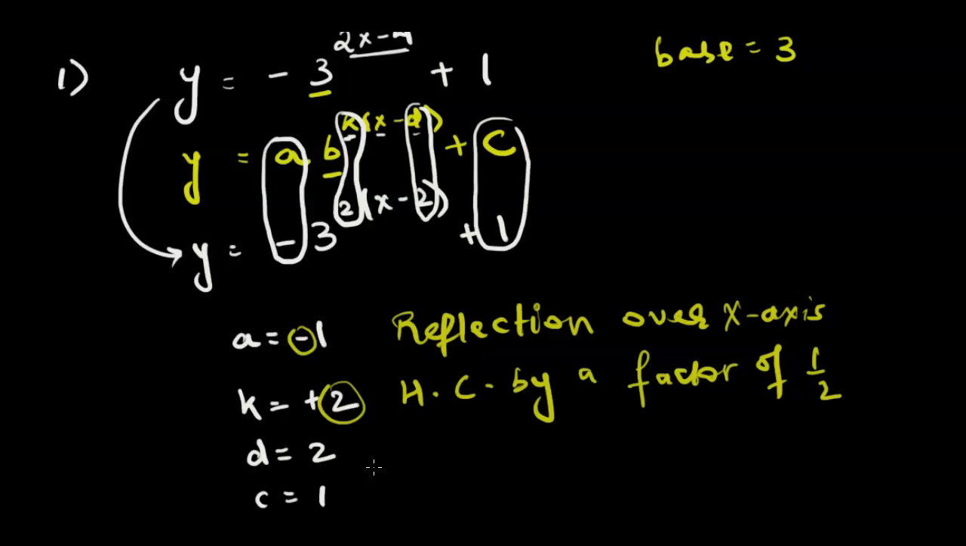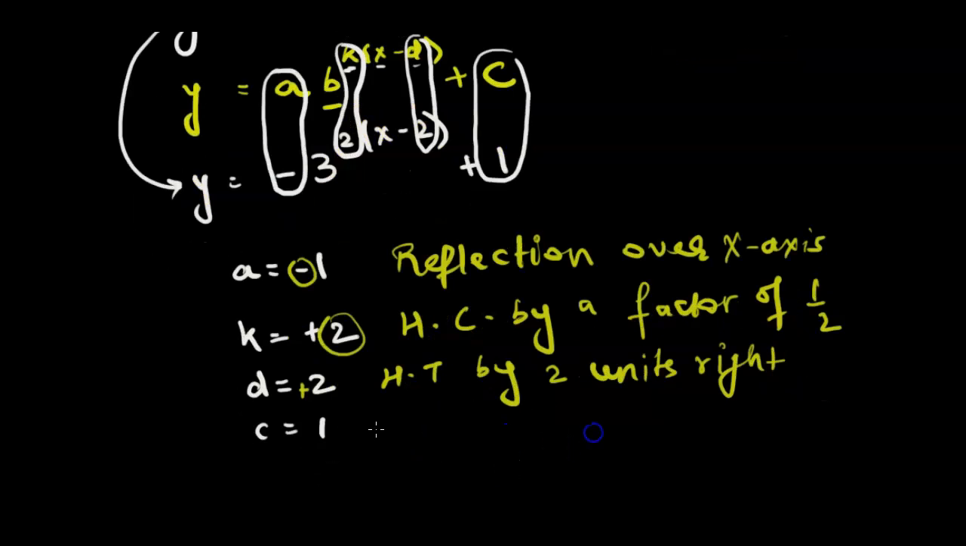Next we have d is equal to 2 because it's a positive 2. So we would say it's a horizontal translation by 2 units right. And finally we have c is equal to 1. So it's a vertical translation by 1 unit up. This is because this is positive again.